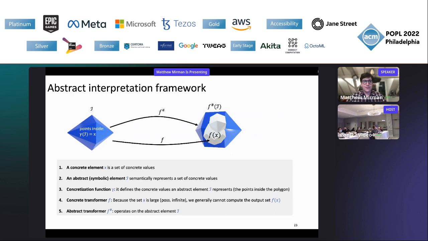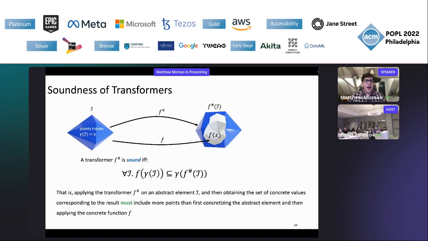So in more detail, abstract interpretation takes a concrete function or transformer F and produces an abstract transformer F sharp. What we want to do is make sure that F sharp approximates F with respect to a concretization function gamma, which interprets a representation of a set of possible input values X. Here we say that I is the abstract element, the representation of the set X. What we want is for F sharp to be sound for F, in other words, for the abstract transformer to be sound for the concrete transformer, in that applying the transformer F sharp to an abstract element and obtaining the set of concrete values corresponding to the result must include more points than first concretizing the abstract element and then applying the concrete function.